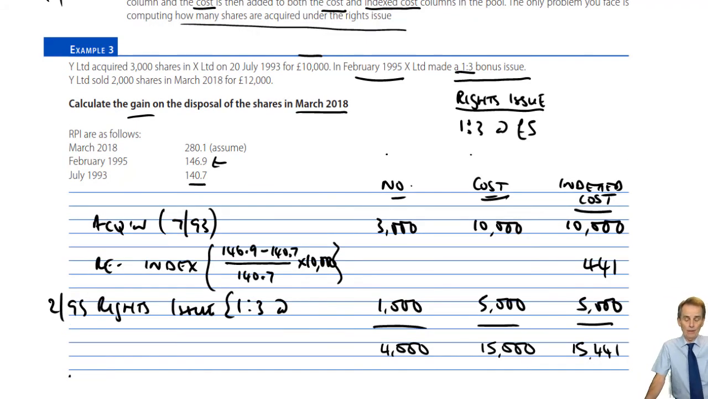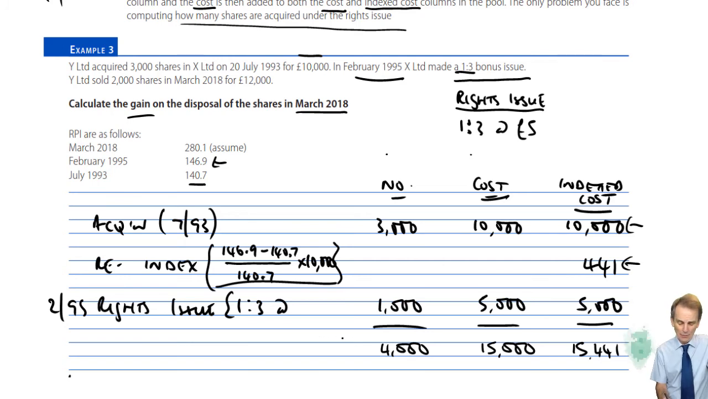Okay, well, hopefully you've done the same calculation as I have, depending on how accurate my use of the calculator is. When we've re-indexed that index cost of 10,000, I got it to £441. Again, we know the basis of the calculation. That's the main thing. Hopefully the outcome is 441. We can now revise our totals.